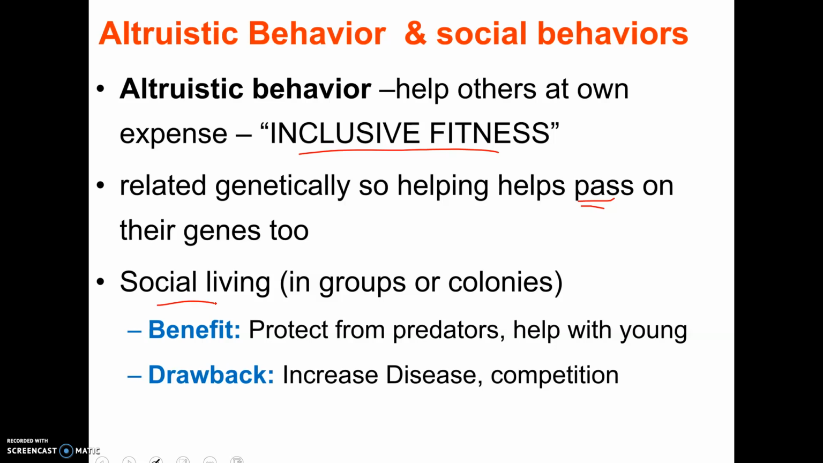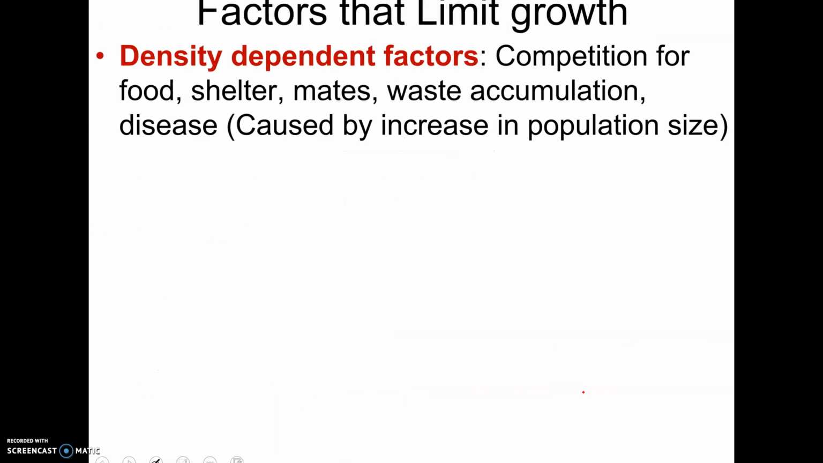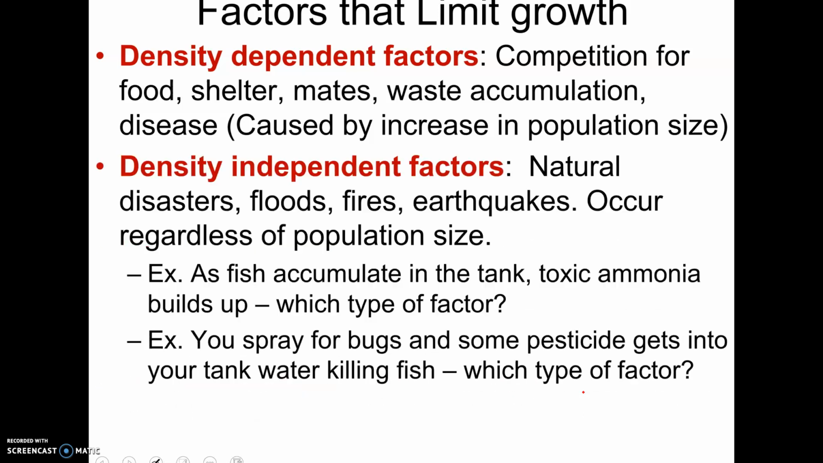That's the benefit. The drawback is, again, anytime it's more crowded, you're going to have an increase in disease because it spreads more quickly. And you're going to have competition for food and mates and things like that. You're also going to have a buildup of waste in that area. Some factors that limit growth, density-dependent factors, are factors that only come into play when it gets crowded. So competition for food. If there's only a few individuals and a lot of land, that's not going to be a problem. But the more crowded it gets, now it's a problem. So these are factors that only come into play when the population gets big. Food, shelter, mates, waste accumulation.